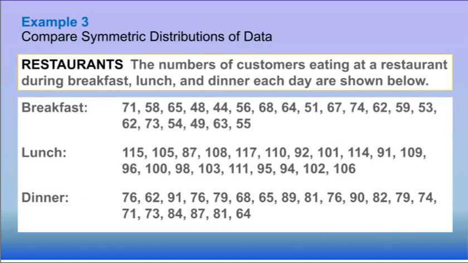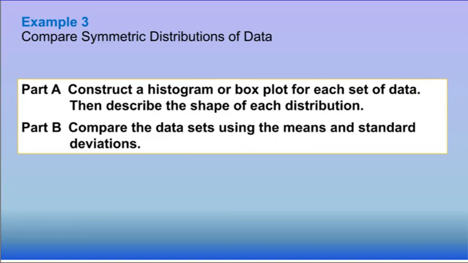Next, restaurants. Compare food distributions. The numbers of customers eating in a restaurant during breakfast, lunch, and dinner each day are shown below. So you see the numbers for breakfast, lunch, and dinner. What we want to do is construct a histogram or a box plot for each set of data and then describe the shape in each distribution. Compare the data sets using the means and standard deviation.